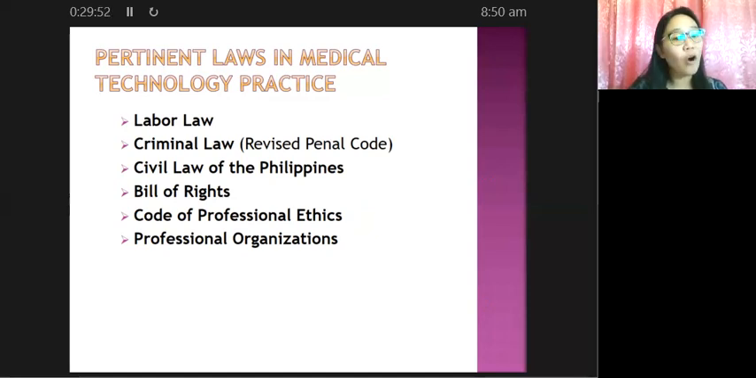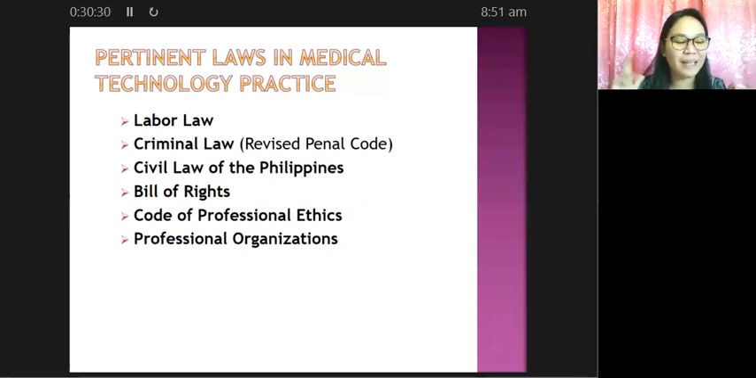Another, we have civil law of the Philippines. When we say civil law of the Philippines, these are general laws that govern family and property relations. Under your civil law, we have the Family Code of the Philippines. In comparison with your criminal law, the civil law seeks to compensate the harmed. That is why it governs relations.